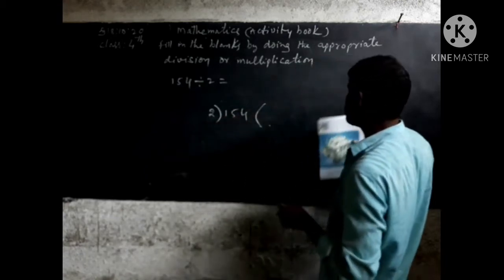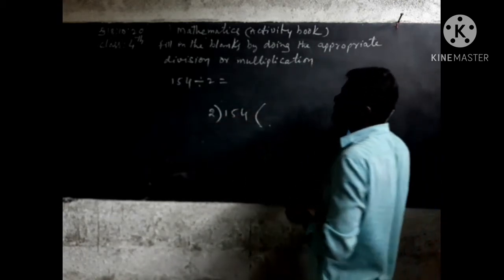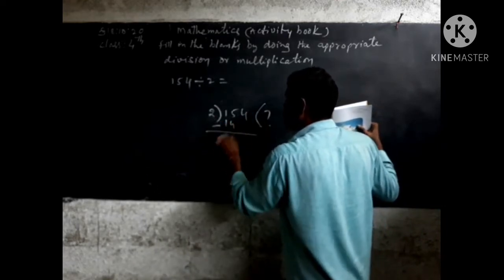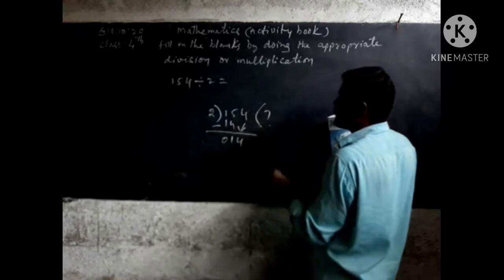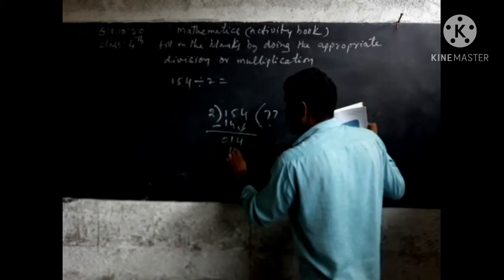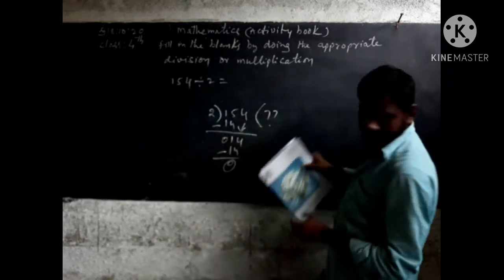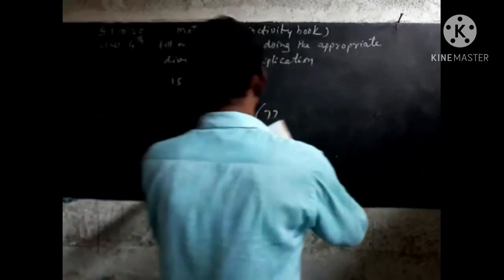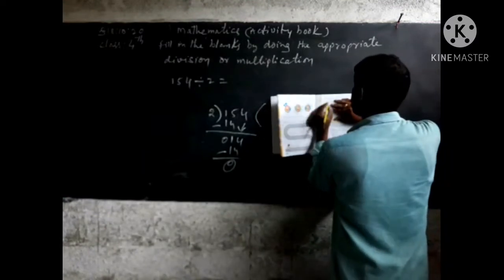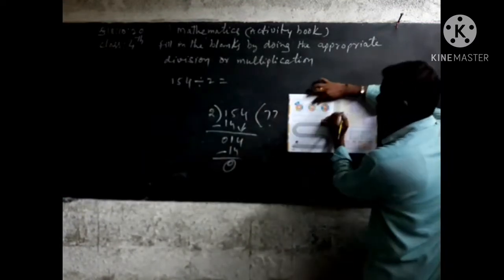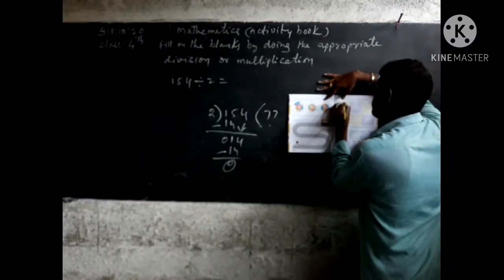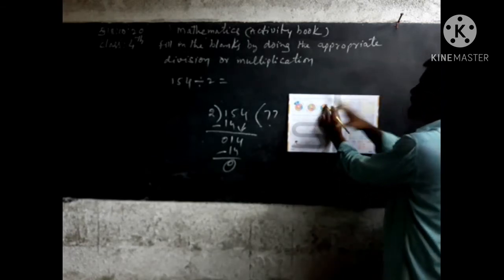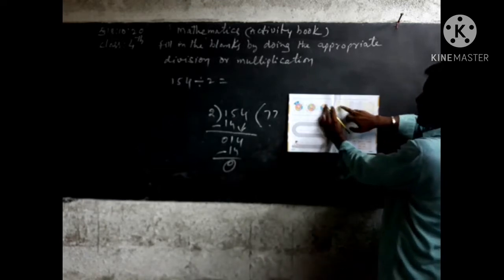so how many digits do we have to take from left to right? 2 digits. 2 7s are 14. 5 minus 4, 1. 1 minus 1, bring down 4. 2 7s are 14. So 14 minus 14, 0. You can write 77. So this problem you can do here.